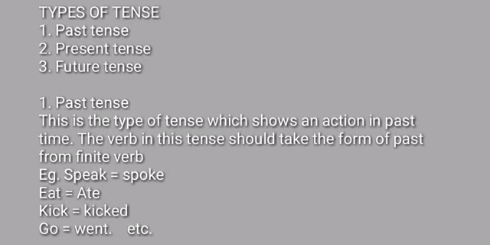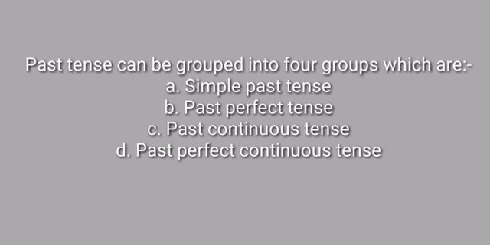Now let us begin the first type of tense, which is past tense. This is the type of tense which shows an action in past time. The verb in this tense should take the form of a past form finite verb, and these finite verbs are those normal verbs like speak, eat, drink, drive, etc. Now, speak in the past tense is spoke, eat, ate, kick, kicked, go, went.